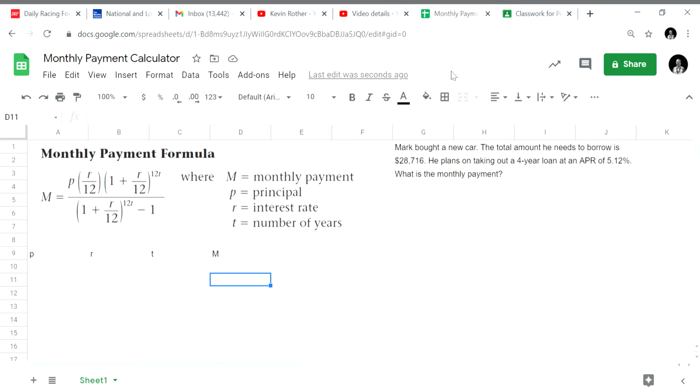Hello, financial algebra people. We are going to resume our study of consumer credit. If you remember, we started it, but then I wanted to go back and do a little bit more with banking services using formulas in Google Sheets. So what we're going to talk about now is taking loans.